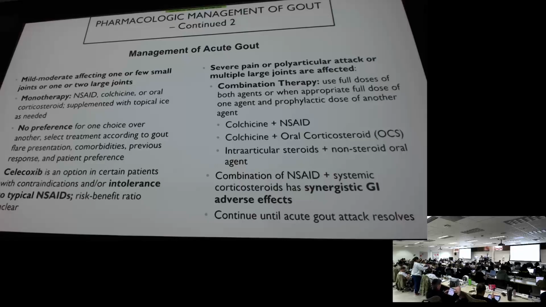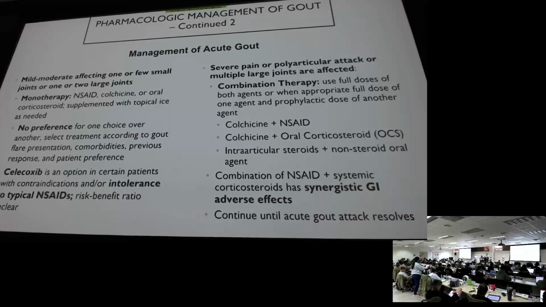So how do we manage it? As I mentioned, mild to moderate, we're going to use NSAIDs, right? Or colchicine. No preference of one or the other. Oral corticosteroids is also an option. In the recommendations, there is a recommendation for topical ice as an adjunct because they have a red, hot, swollen joint, so ice should help.